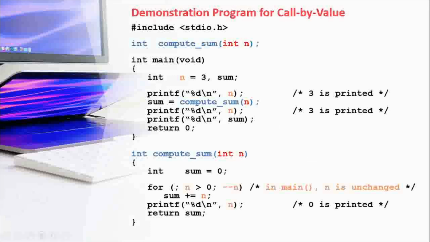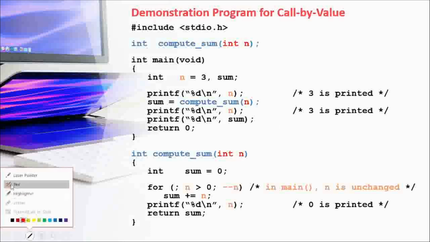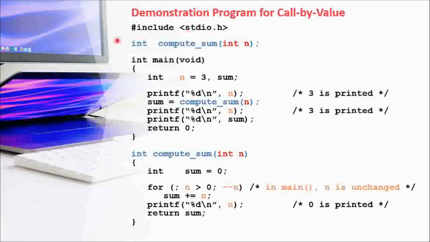In this particular case, the function declaration, or function prototype, is given like this: int compute sum, int n. So compute sum is the function name, int is the return data type, and int n is the formal parameter. As I said earlier, this is the formal parameter, not the actual parameter. We know that the name n is not a must here. It is optional, not actually required here.